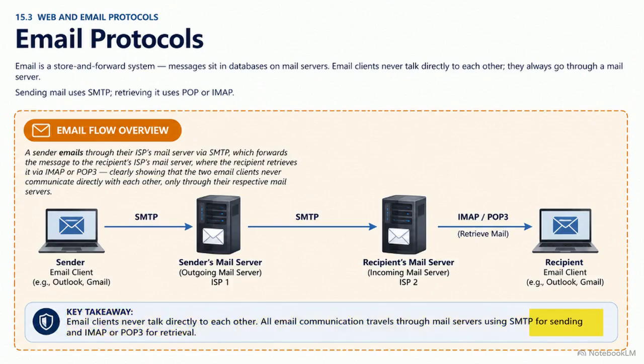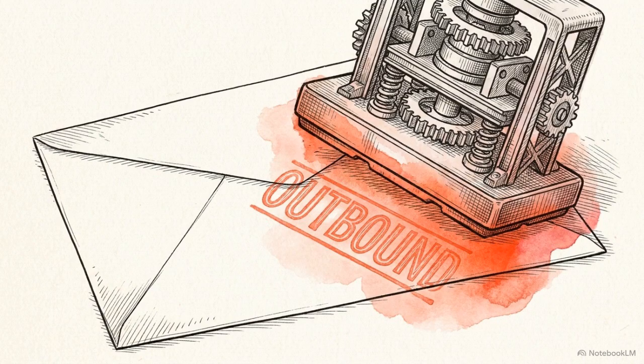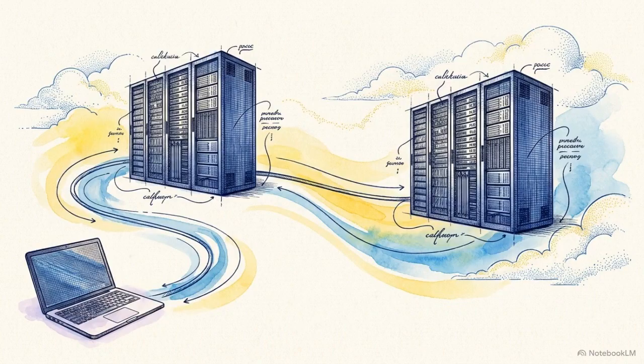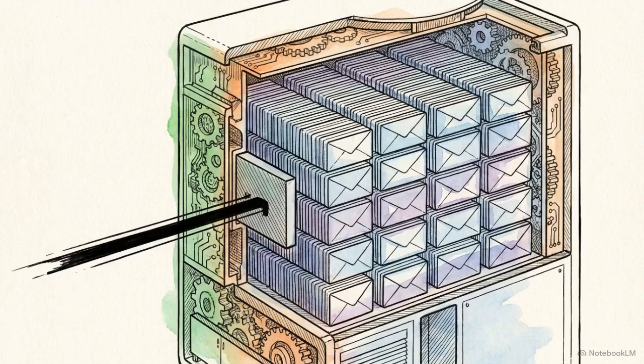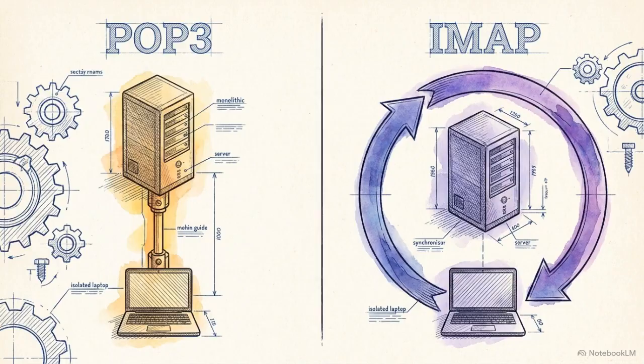Pushing that data requires the Simple Mail Transfer Protocol, or SMTP. It is the exclusive protocol used to send mail from a client to a server and from server to server across the internet. SMTP requires a specific header format containing sender and recipient addresses attached to a body payload, but its capability stops at outbound transmission. It only sends. To retrieve messages, network administrators must choose a second protocol, which forces a decision about how the state of the data is managed.